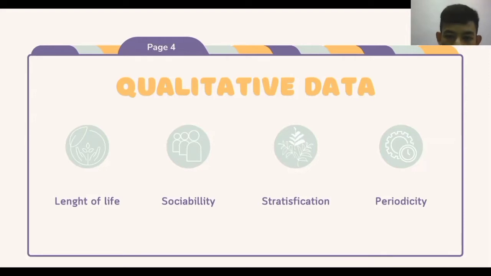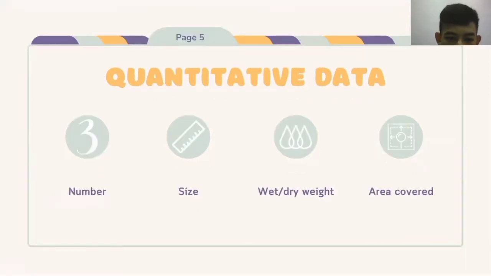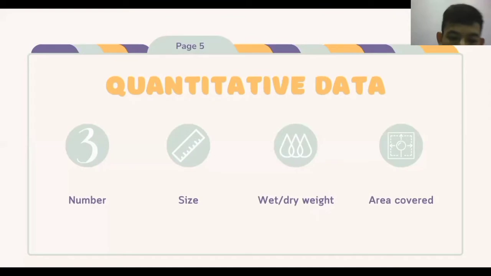Quantitative data. Quantitative data obtained by making observation in the field using sample plots. To obtain this data, it is necessary to observe, namely, number, size, wet or dry weight, and area covered.